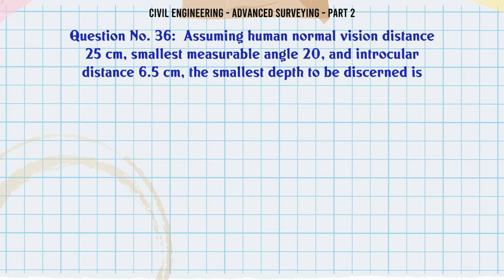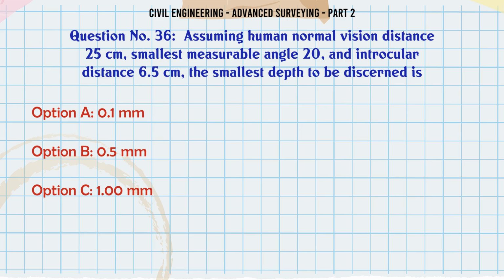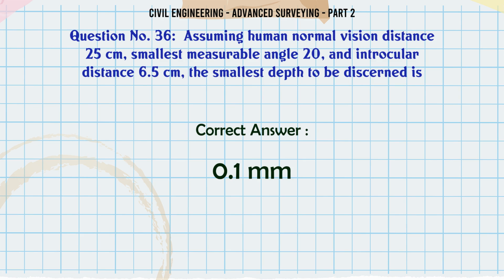Assuming human normal vision distance 25 cm, smallest measurable angle 20, and interocular distance 6.5 cm, the smallest depth to be discerned is A. 0.1 mm, B. 0.5 mm, C. 1 mm, D. 1.1 mm. The correct answer is 0.1 mm.